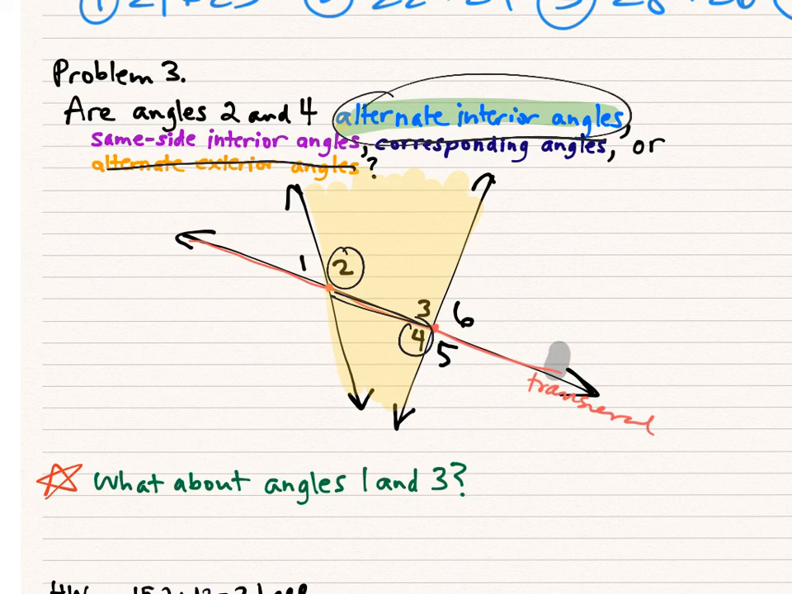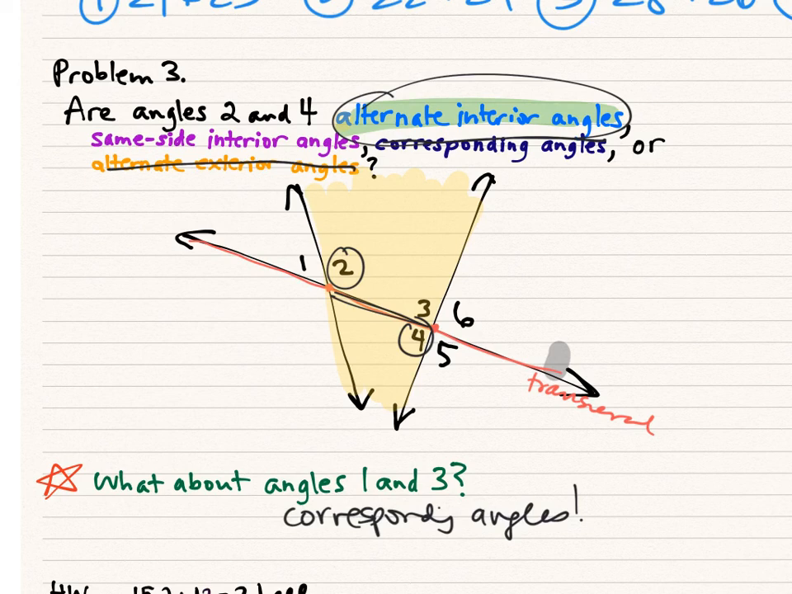Okay, and then the next question is asking you to press pause and guess what 1 and 3 are. So press pause, take a minute, see if you can figure out which one that is, and then check back for your solution. And hopefully you got that they are corresponding angles. One clue when you're identifying the interior: if you see 1 and 3, 1 is interior, 3 is exterior. So it can't be anything that has the word exterior or interior in it, because they're not both exterior and not both interior, which is going to be your clue that they're corresponding.